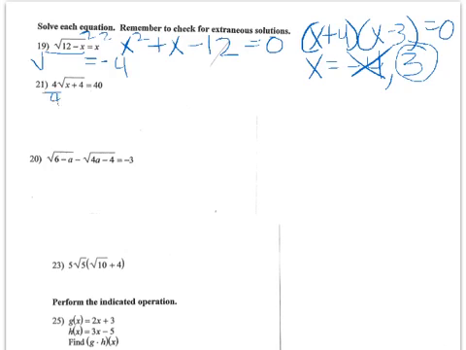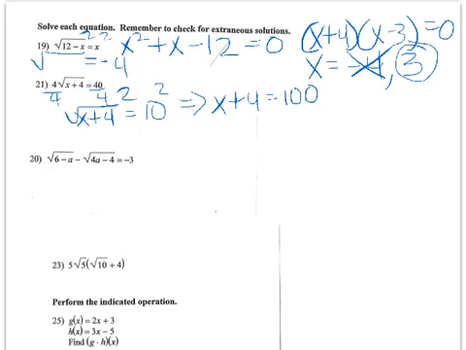On 21, I want to divide by 4 first. So I have x plus 4 equals 10. Then when I square both sides, I get x plus 4 equals 100, so x equals 96.